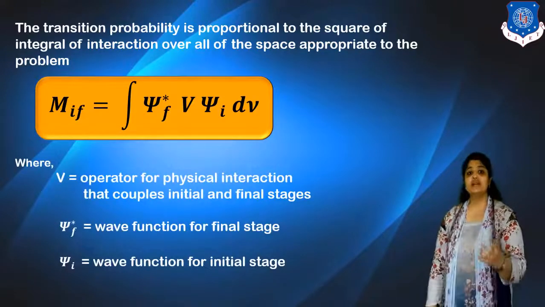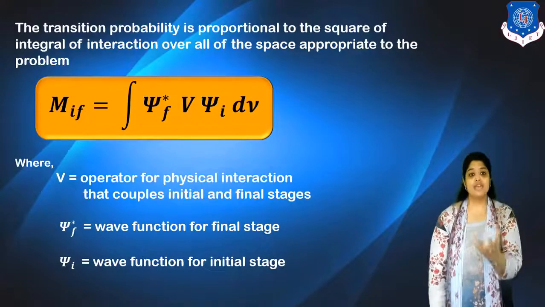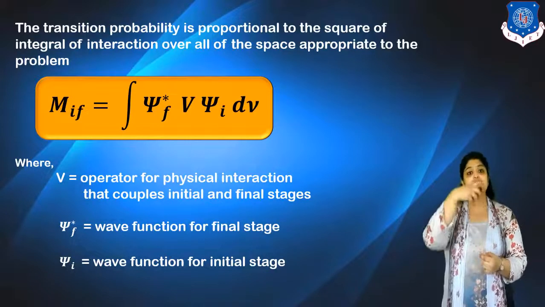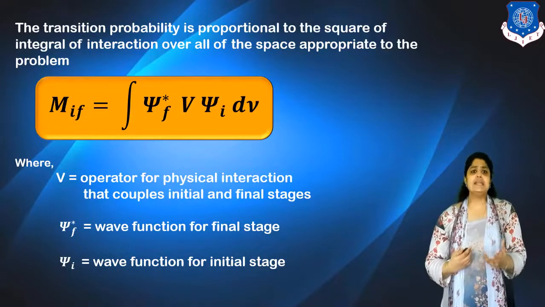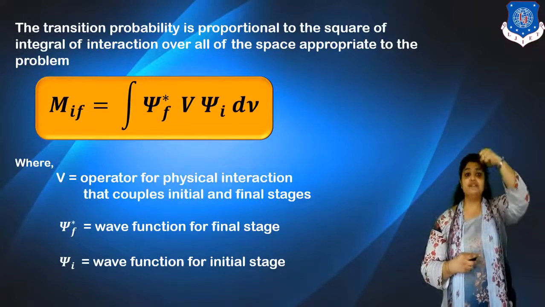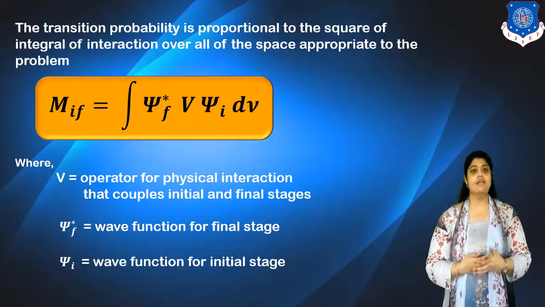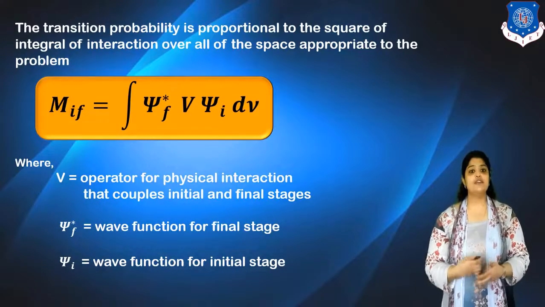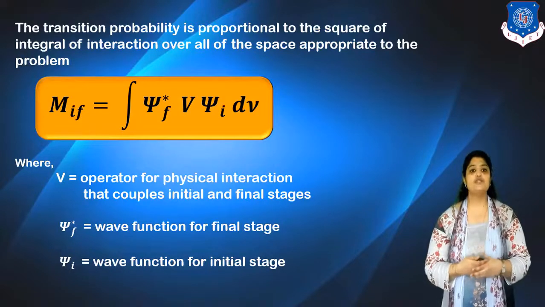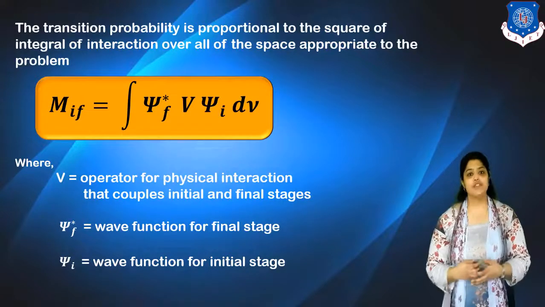What do you mean by the terms psi f star, V and psi I? V here denotes the operator for physical interaction which couples the initial and final states. I can say that the initial state means the ground state or the lower energy state, and the final state is nothing but the higher energy state or the excited state. The term psi f star is known as the wave function for the final state, and the term psi I is known as the wave function for the initial state. d nu here indicates the frequency.